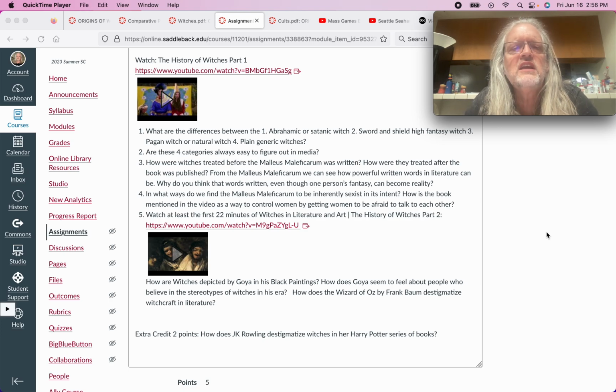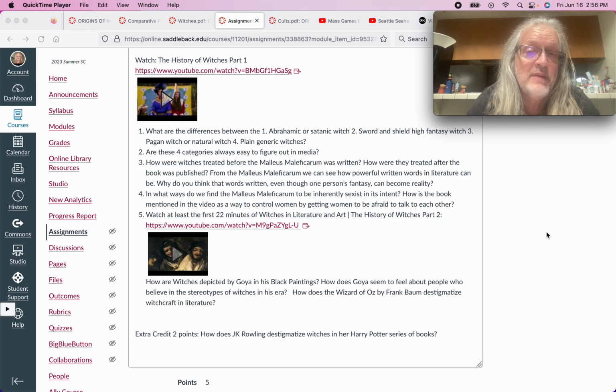So we can see also from the Hammer of the Witches how powerful written words in literature can be. Why do you think that words written, even though they may be one person's fantasy, can become reality? And that's a very fascinating idea, not just in witchcraft. How often do we find that words create reality?